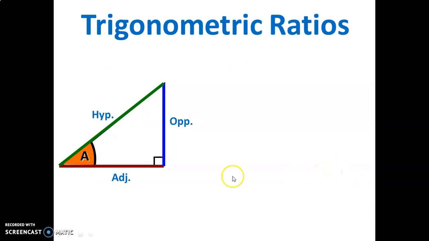Okay, trig ratios. This is the next step. We have a basic right triangle. Now we know this is called the opposite side, adjacent, and hypotenuse in relation to this angle.